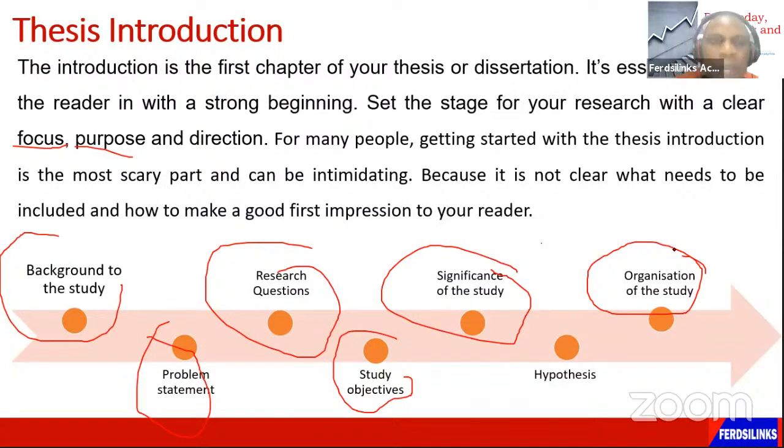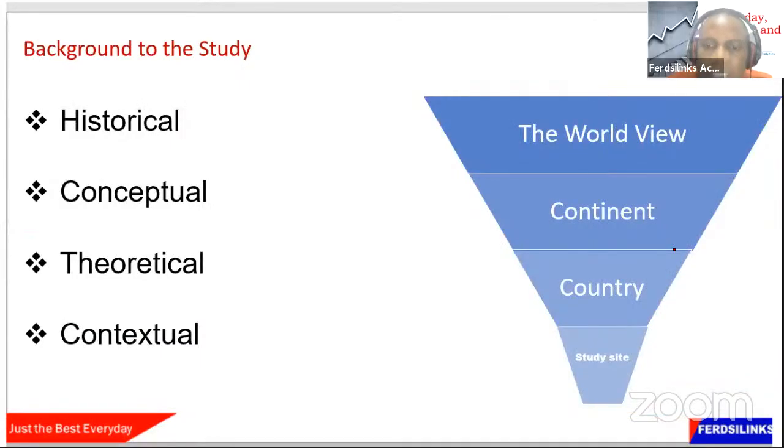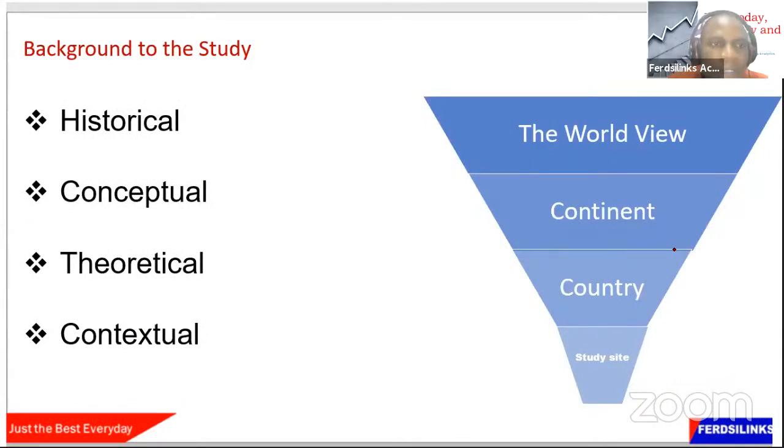For instance, we say the background. The background is the first part of your work. There are different approaches to handle the background. For instance, there are researchers who advocate for a historical presentation, conceptual, theoretical, and contextual. On the other hand, we have other researchers that say you need to take from the world's view, the continental level, the country level, and your specific level. Whatever approach you want to adopt, there are certain things that we will discuss in this lecture that are relevant for you.